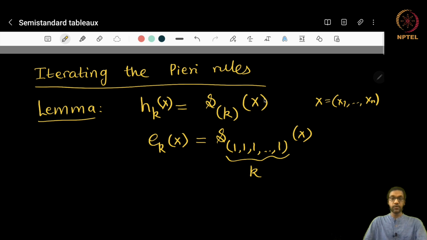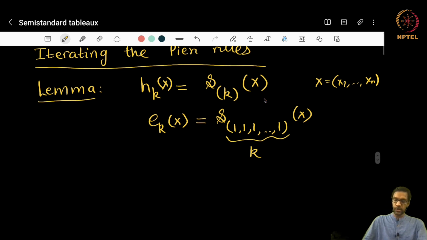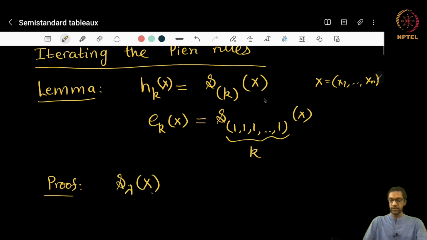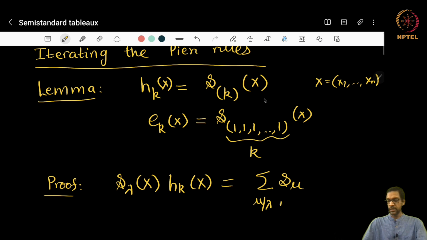Okay, now why is this true? Why is this a corollary of the Pieri rules? So let's recall what the Pieri rule said. It said if you wanted to multiply a Schur function s_lambda with h_k, then it told you what the answer looks like: a sum of Schur functions. Let me just use the shorthand, over all mu's containing lambda such that mu minus lambda is a horizontal strip. Okay, so this is a horizontal strip with k boxes.